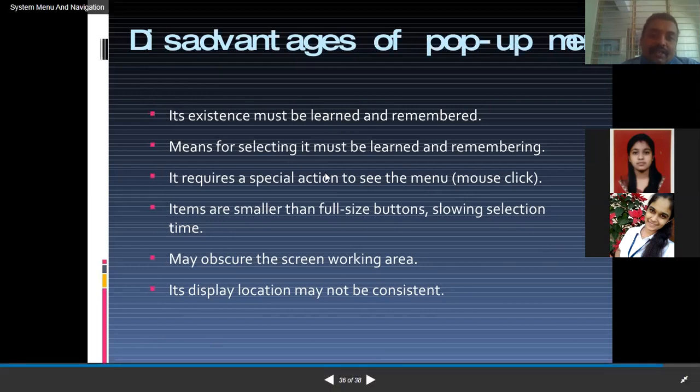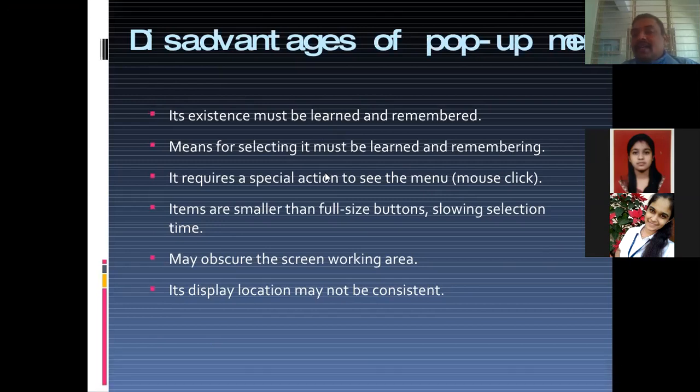Next, the means for selecting it must be learned and remembered. That's the training, and the user should be well versed with it. It requires a special action to see the menu. Maybe a mouse click is required, because to see the options you have to do a mouse click. They consider that a drawback, because while you are typing, moving from typing to the mouse may take some seconds, and that may slow down the operations of the user.